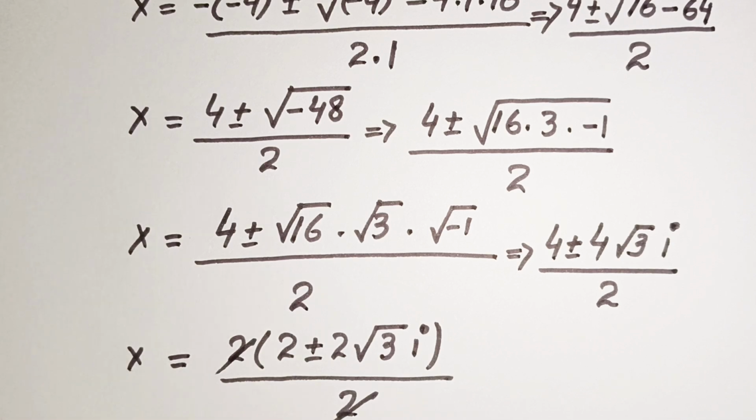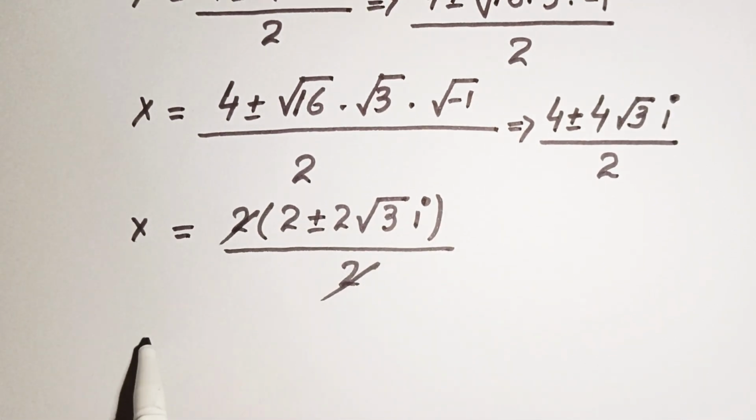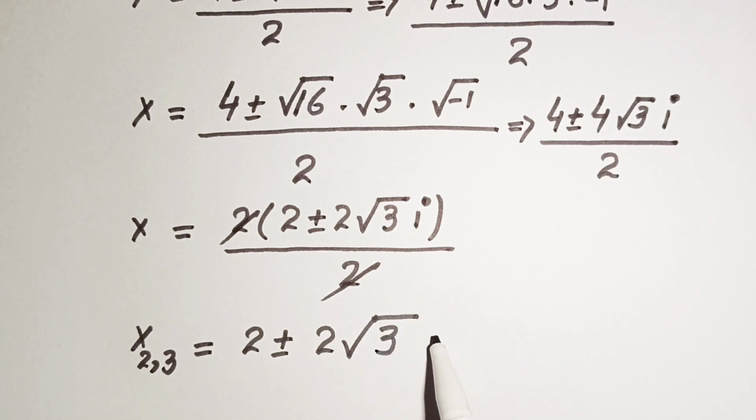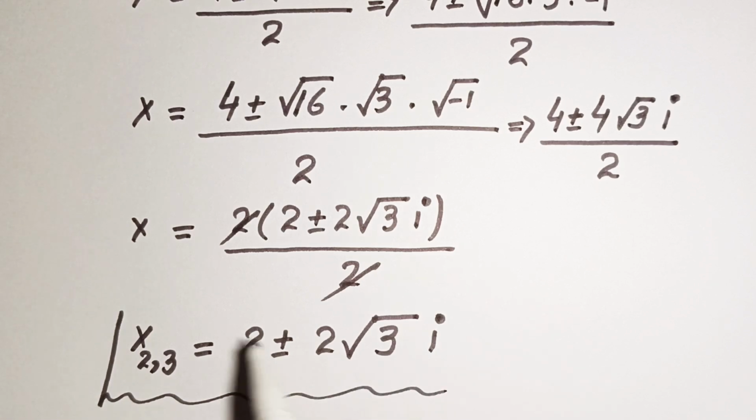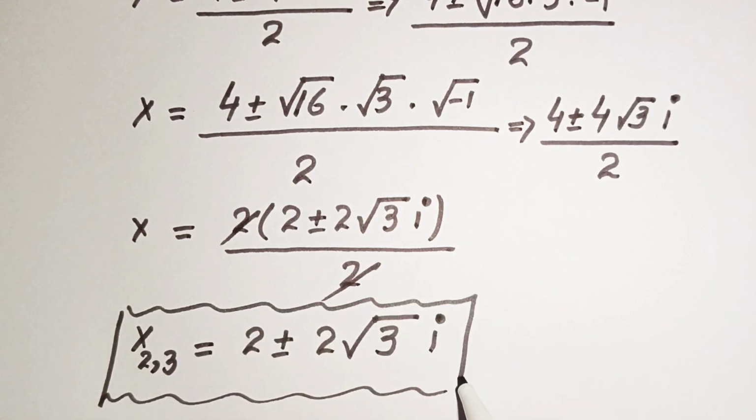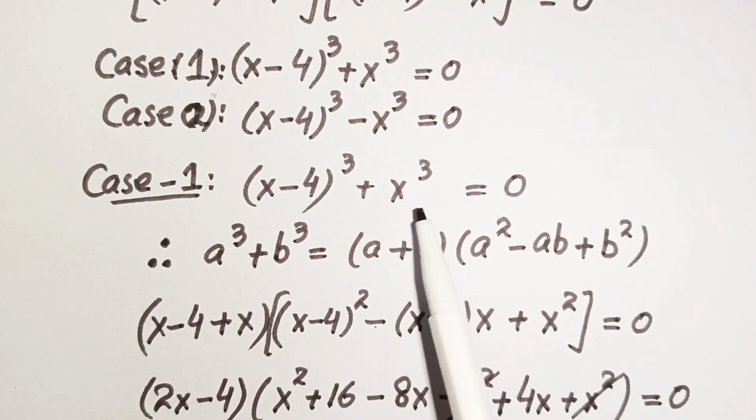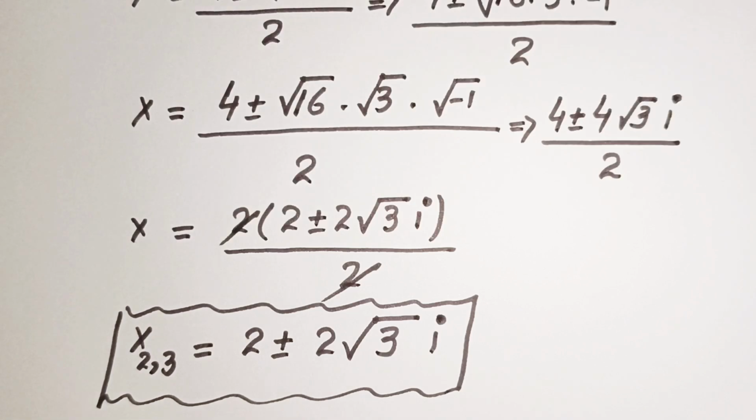Cancelling this 2 with 2, we have the value of x, let's say x2 and x3, that is 2 plus minus 2 times square root of 3i. So it is our value of x, which is the second and third solution of x here. Now we are going to solve our case 2 here. So our case 2 is (x minus 4) whole cube plus x cube is equal to 0.